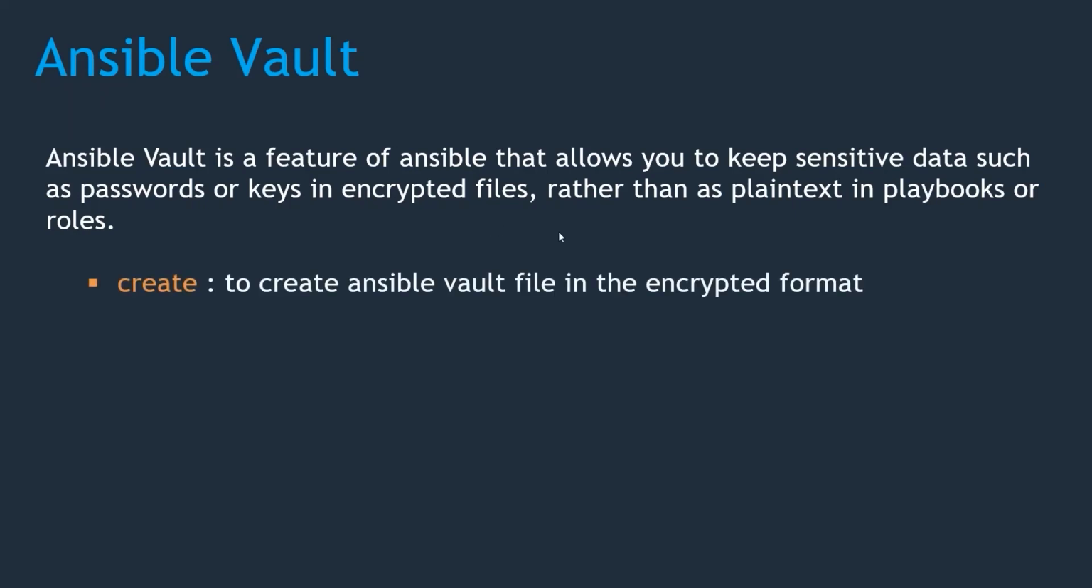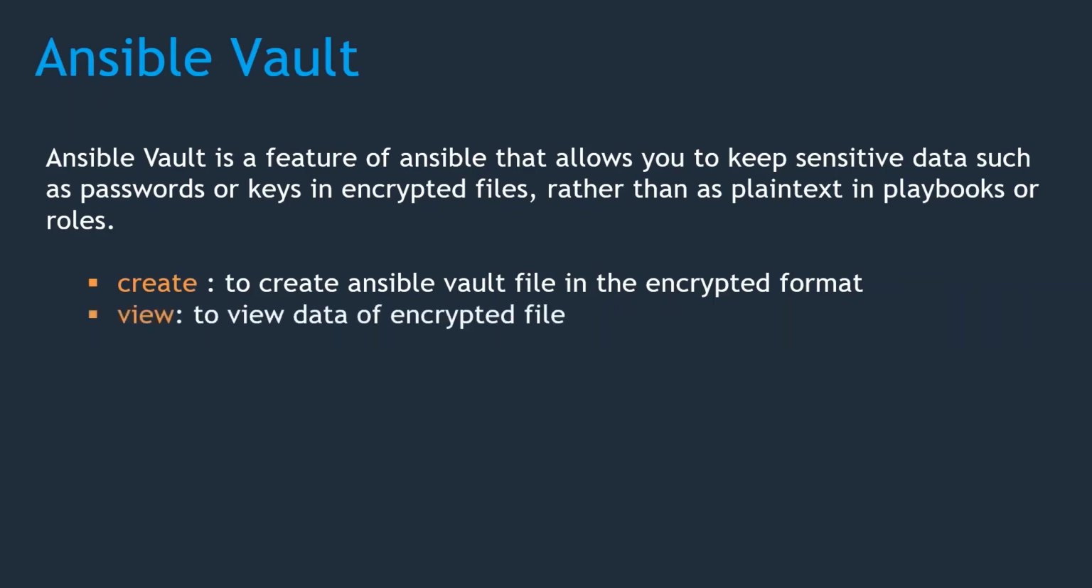Now, if you want to create a file with encrypted format, we can use create. ansible-vault create is an option. So all commands will start with ansible-vault. How do we run an Ansible playbook, right? All playbooks we run with the ansible-playbook command. Similarly, all ansible-vault commands start with ansible-vault space this option, create, followed by the file name. So this is to create a vault file in the encrypted format. Directly you can create a vault file in encrypted format.